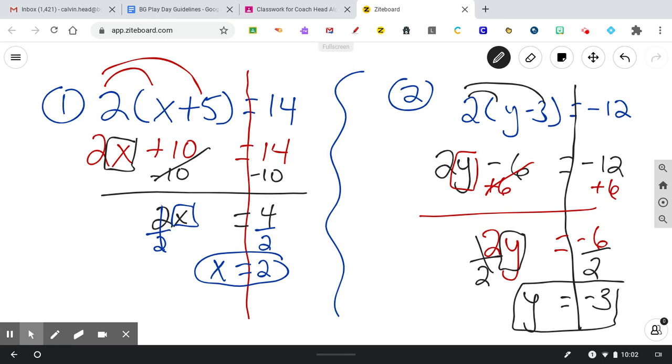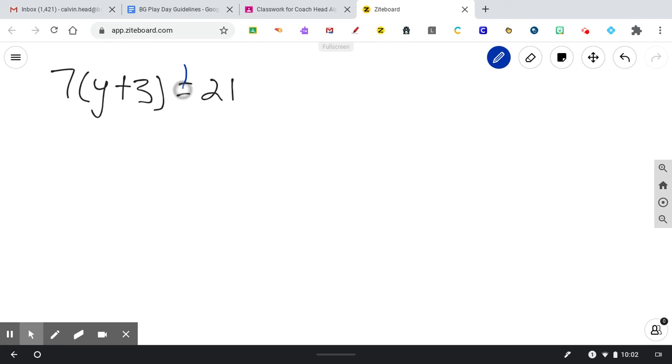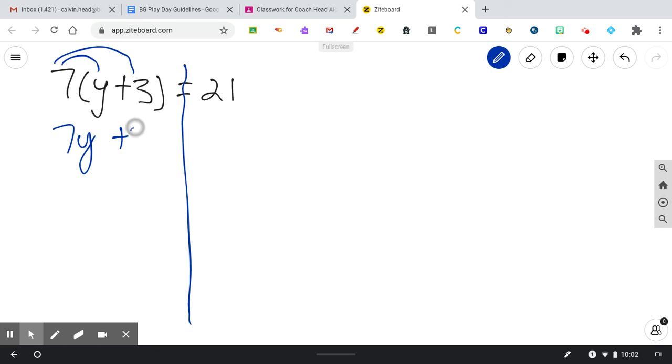Let's do another one. Again, I'm going to draw my line. I see parentheses, so I need to get rid of them by distributing. 7 times y is 7y. 7 times 3 is 21. I bring all that down.